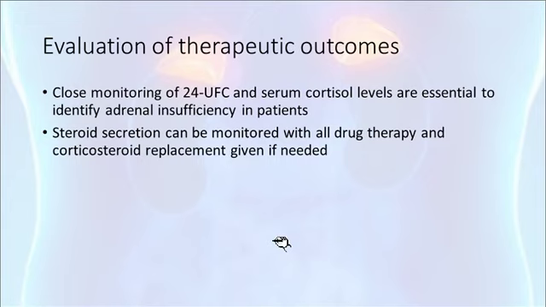To evaluate the therapeutic outcomes, we would closely monitor urinary free cortisol levels, and serum cortisol levels are essential to identify adrenal insufficiency. Steroid secretions must be monitored with all drug therapy, and in some cases glucocorticosteroid replacement may be required. In this scenario, we would either use hydrocortisone or prednisone as necessary in the meantime to replace glucocorticosteroids. Now, generally after pituitary surgery, the rest of the pituitary returns to normal function. However, pituitary corticotropes can remain suppressed for up to 6 to 36 months before they return to normal function, and this is the primary reason why we need to monitor steroid secretion.